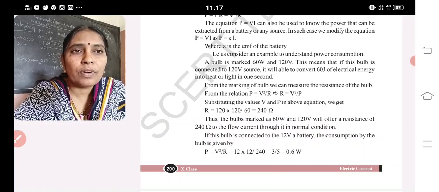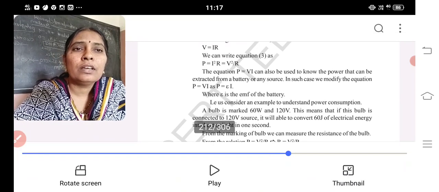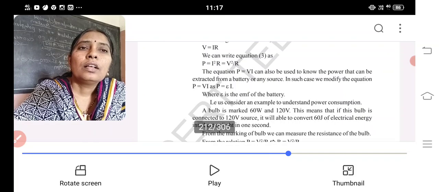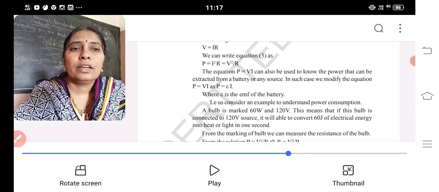What is electric power? Rate of doing work. And the electric power definition is nothing but P is equal to I square R, or else you can write P is equal to V square by R. V square by R. This is your definition.